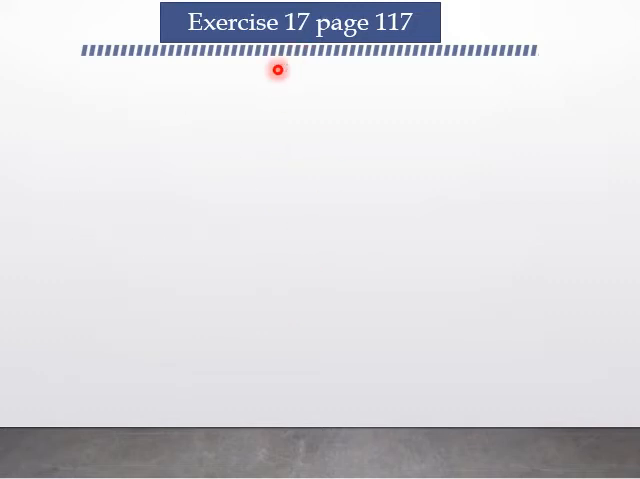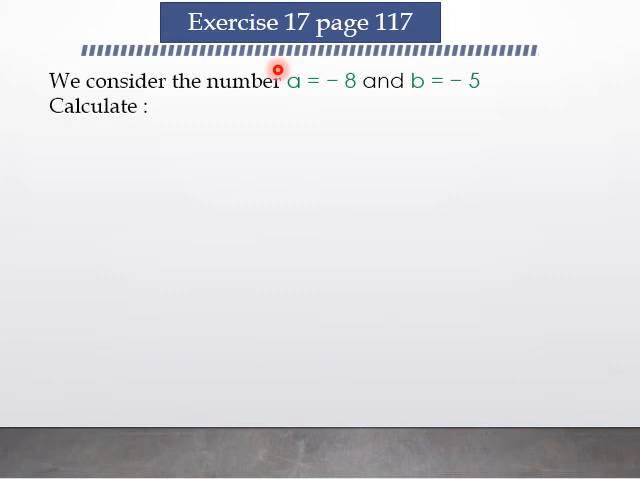Exercise 17. Look, honey, all of these exercises that we are solving now are so easy. You can check your answer by using your calculator, okay? Here, we consider the number a equals minus 8 and b equals minus 5. Calculate a plus b. Let's start by replacing a by minus 8 as given and b by minus 5, and always write them inside parentheses.